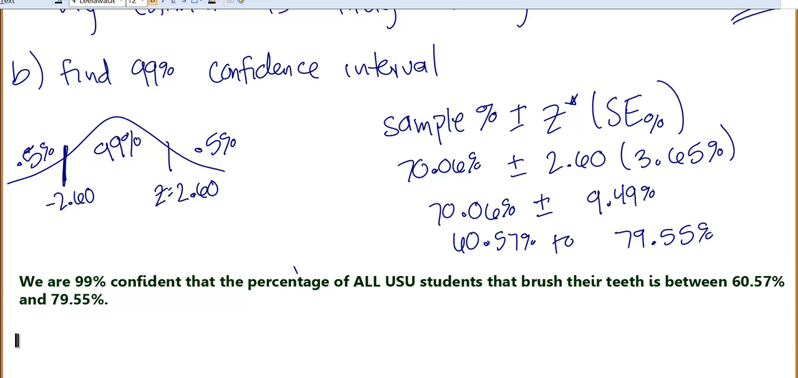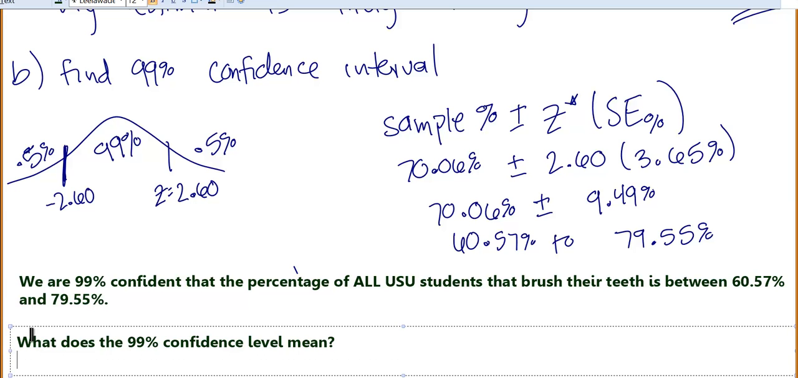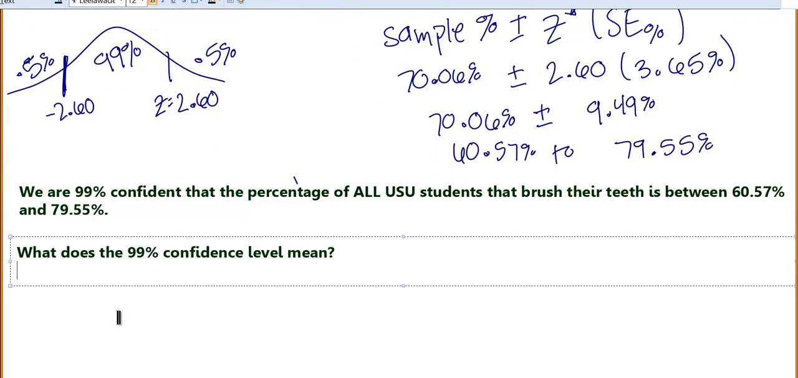Now that's your interpretation. Now let's go ahead, since we're just making stuff up, let's talk a little bit more about what the 99% confidence level means. So do you guys, anyone want to take a stab at this? Anyone remember what it means from the video?